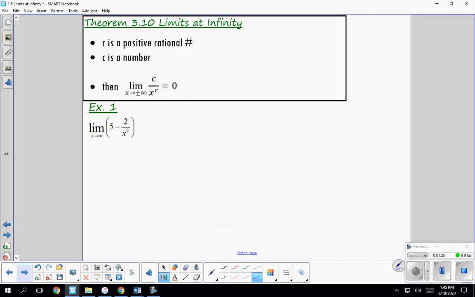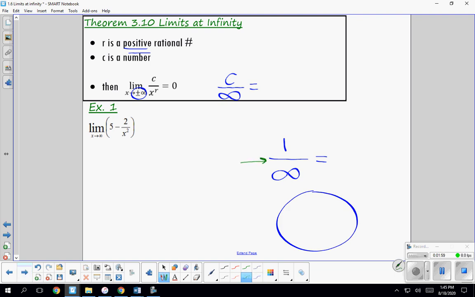So here's your theorem. This one's kind of hard to understand, so I'm going to try to give you an explanation. If r is some positive exponent and c is just a number, if I think of it as plugging infinity in, what I end up with is some number over infinity. So if I had 1 divided by infinity, we can think of taking one pizza and splitting it up, because that's what division is. We're going to split it up into pieces.